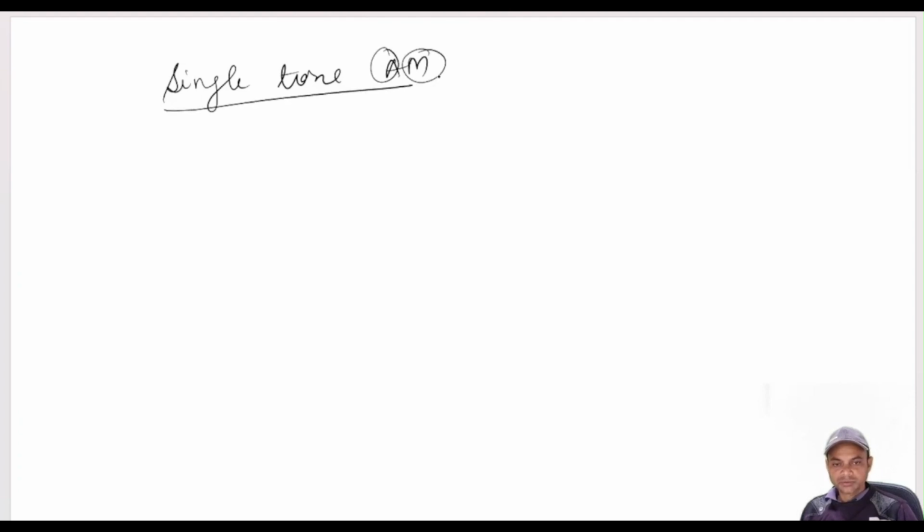In the last class, we have seen the multi-tone AM modulation. Now, today we will see single tone AM modulation. Single tone means a single frequency. We are talking about single frequency.